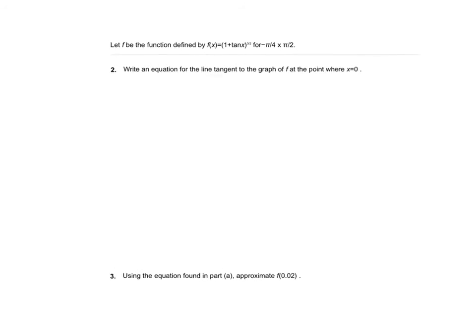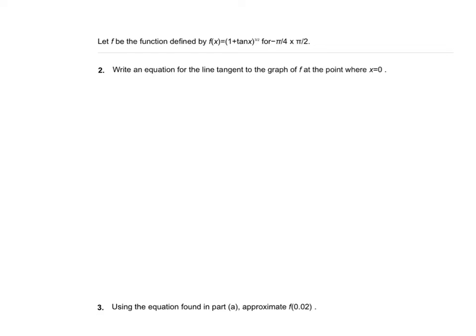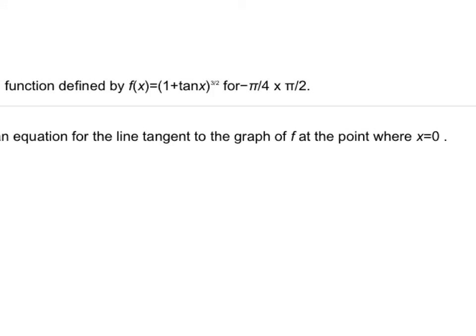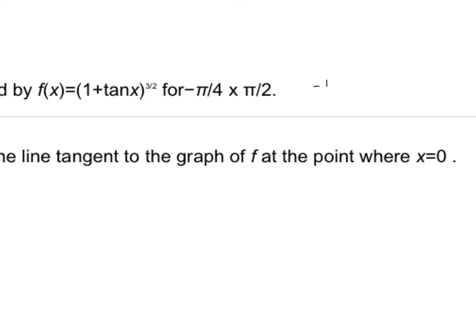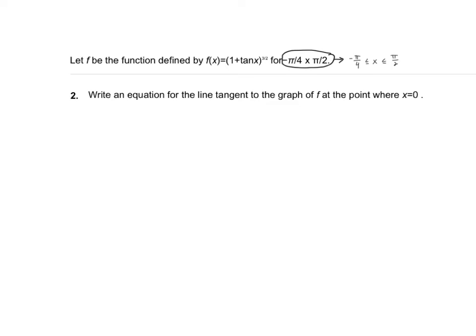Okay. So the next two problems go together. They both deal with this function. First they say write an equation for the line tangent to the graph of f at the point where x equals 0. Okay, so same thing every time. And actually, let me rewrite this. And I don't know if that should be less than or equal to, but it's going to be one of those. So that just came out weird. Okay, write an equation for the line tangent to the graph of f at the point where x equals 0.